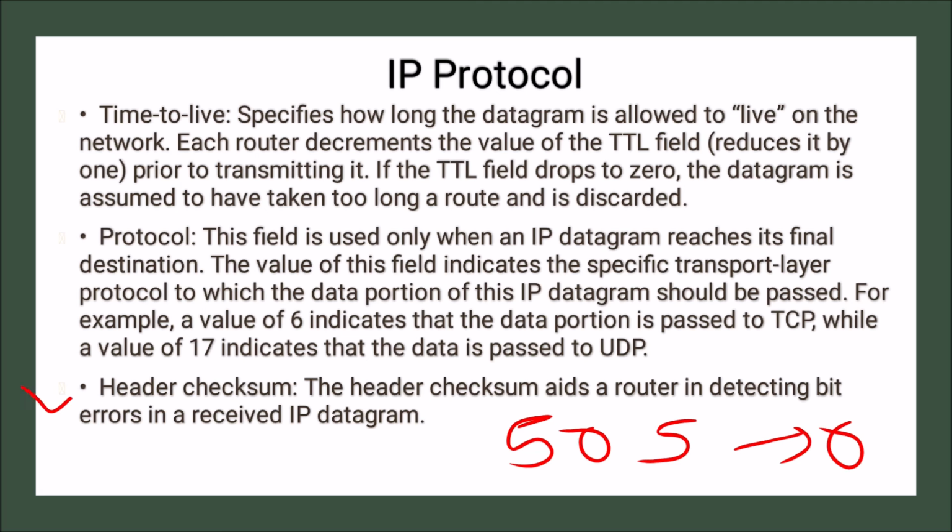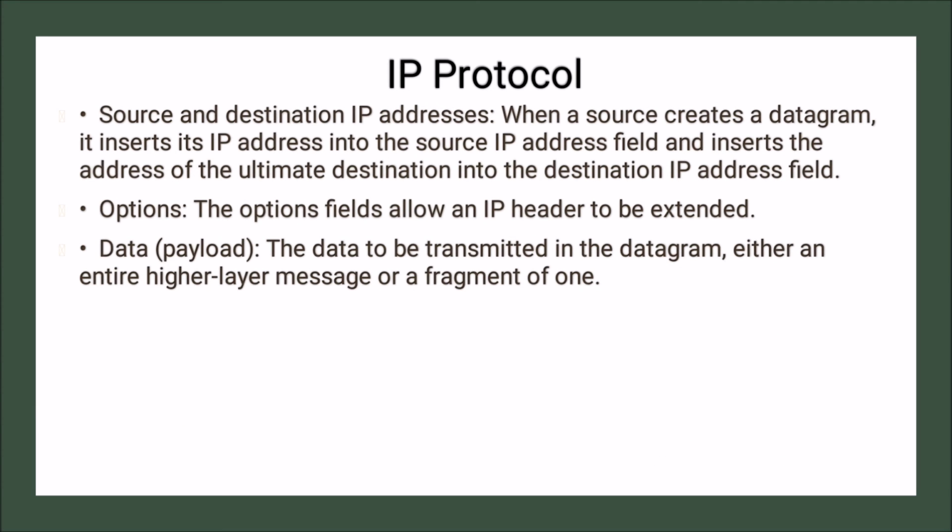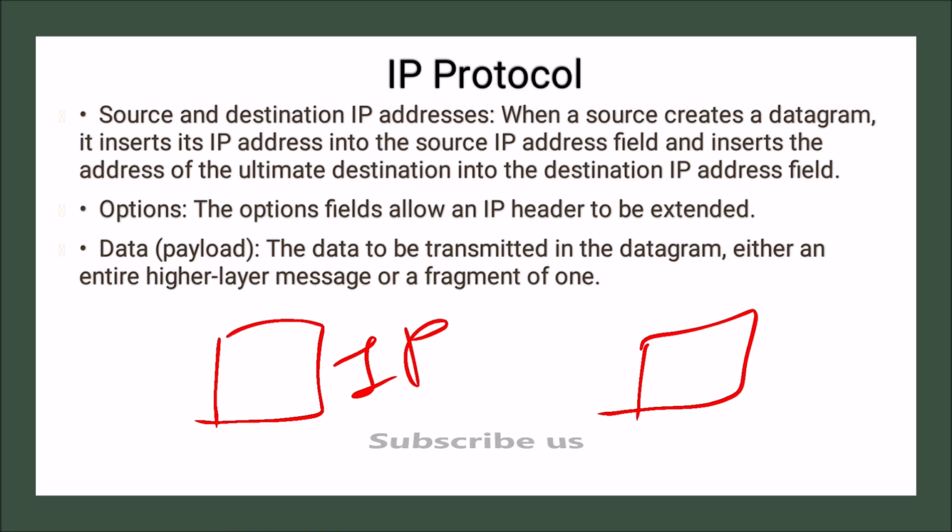The next field is header checksum. The header checksum aids a router in detecting bit errors in a received IP datagram. So this field is used for error detection. The next field is source and destination IP address. Obviously we are sending a datagram from a source to a destination, hence the requirement of IP addresses. When a source creates a datagram, it inserts its IP address into the source IP address field and inserts the address of the ultimate destination into the destination IP address field.